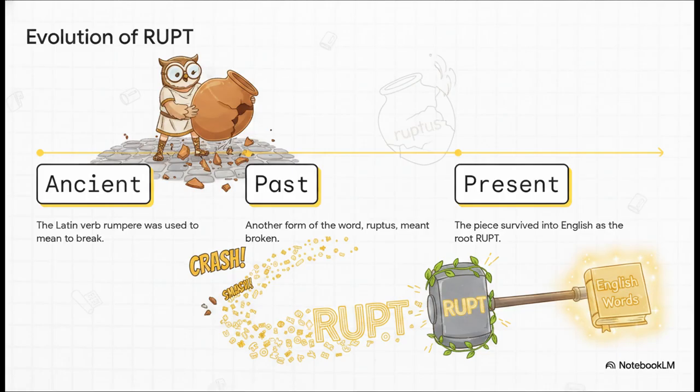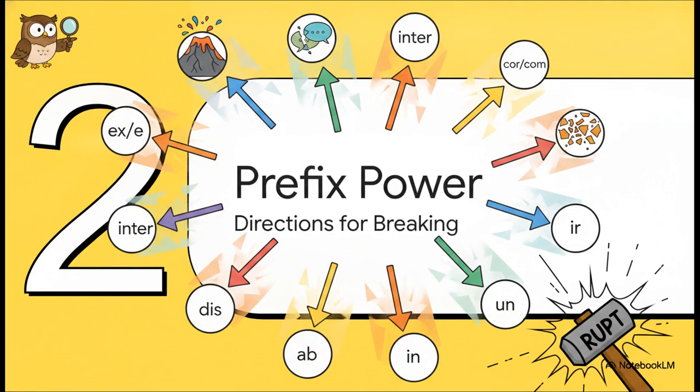The ancient Romans used the verb rumpere to mean to break. Well, over time, another form of that word emerged, ruptus, meaning broken. Hundreds of years passed, languages evolved, and eventually, a tiny survivor of that Roman word entered the English language, our modern root rupt. So when you spell a rupt word today, you're actually using a piece of ancient Rome. How cool is that?